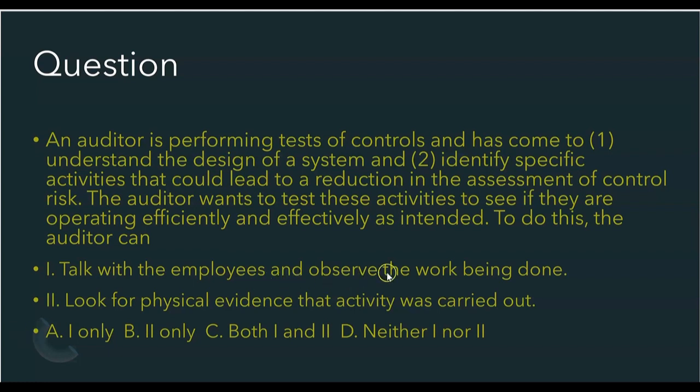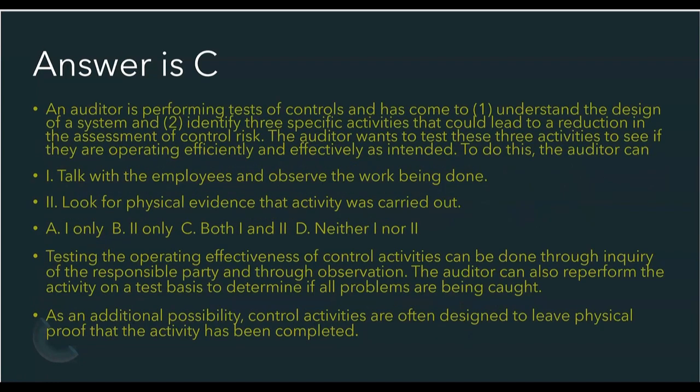So the first one deals with inquiry and observation. It says observe the work being done. So you have inquiry and observation in number 1. You have inspection in number 2, looking for physical evidence that the activity was carried out. So the answer must be both. And we'll go with C here.